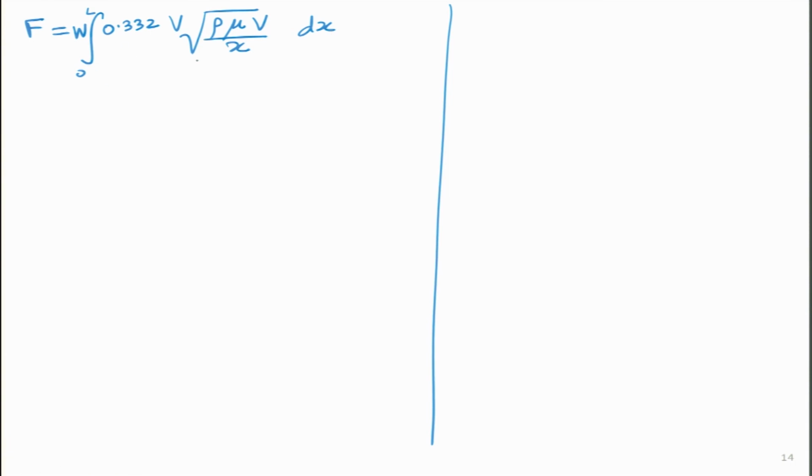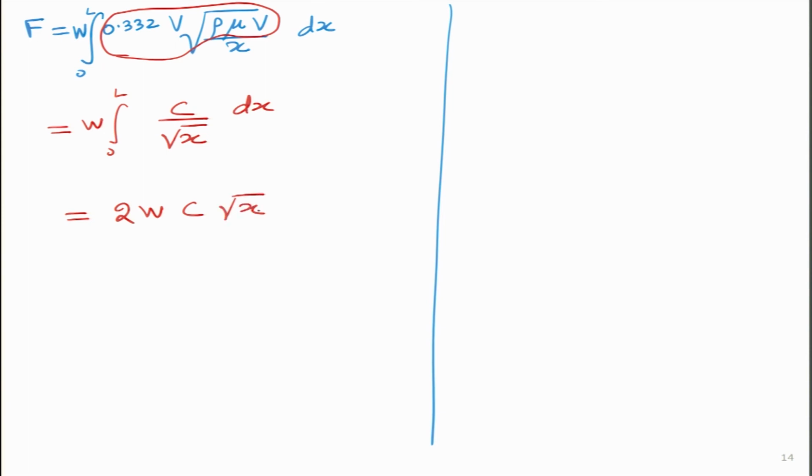All these things over here are constants, which means I can write them as C. So, I will write that whole thing as C divided by square root of x into dx. Once I do this, the answer which I get is very straightforward. It is C into this into F.